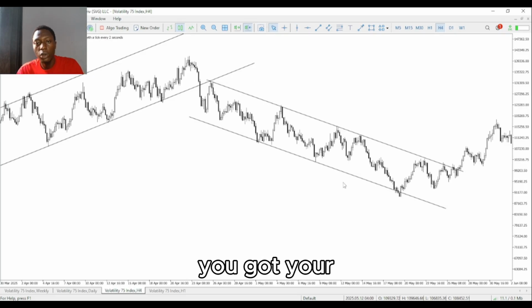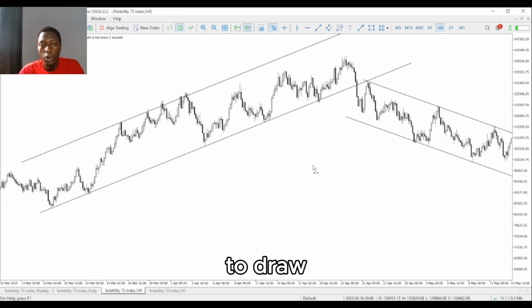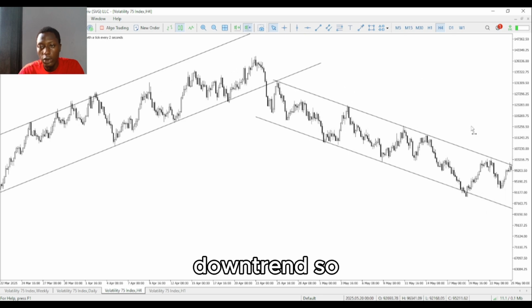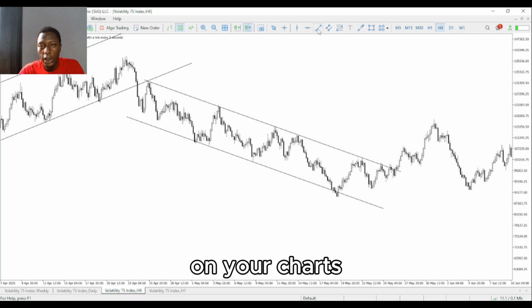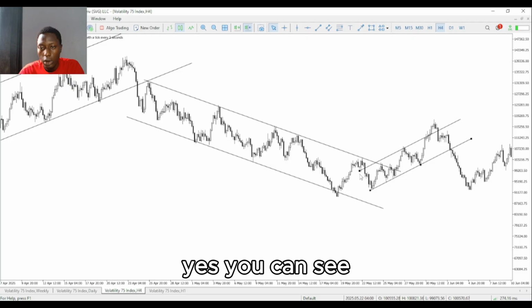That is how you get your resistance and your support. You understand? So this is how to draw a trend line. You can see this is an uptrend and this is a downtrend. So this is how to draw trend lines very, very clearly on your charts. You can also see this one right here.